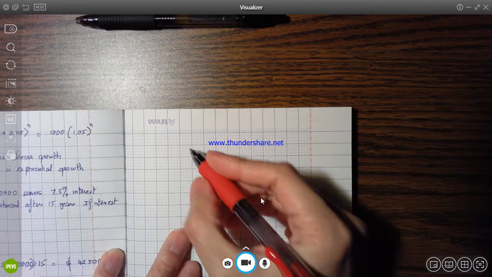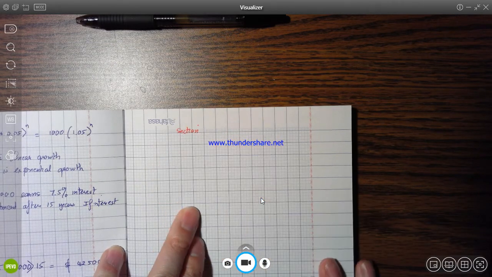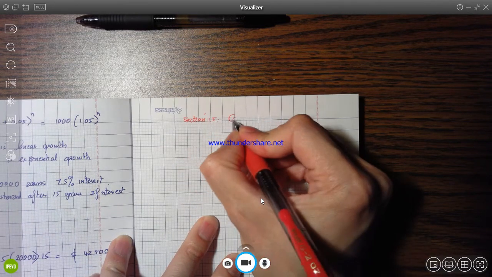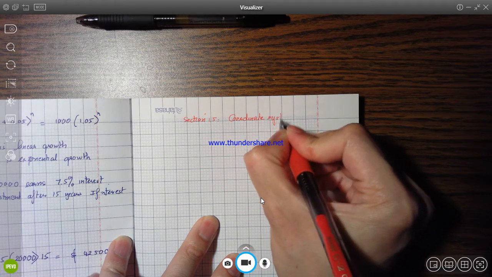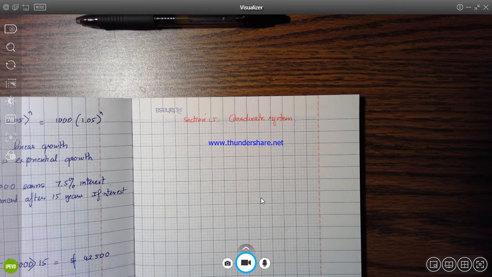Okay, section 1.5, coordinate system. I have to say that this section is, I think, one of the easiest in the whole course, for the whole semester. This will be the easiest section of all. So don't worry too much, it will be very easy.